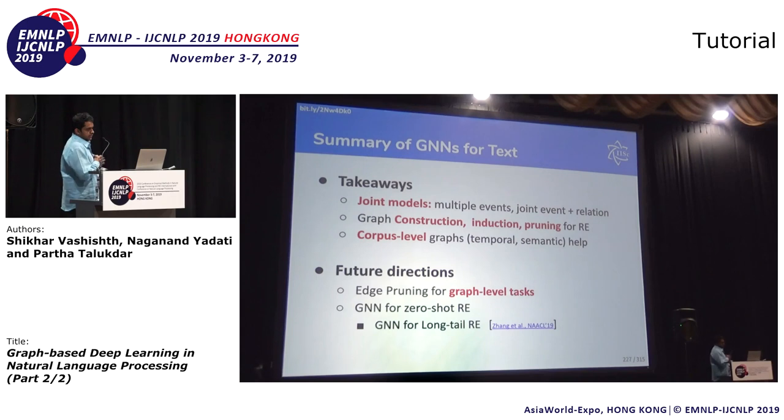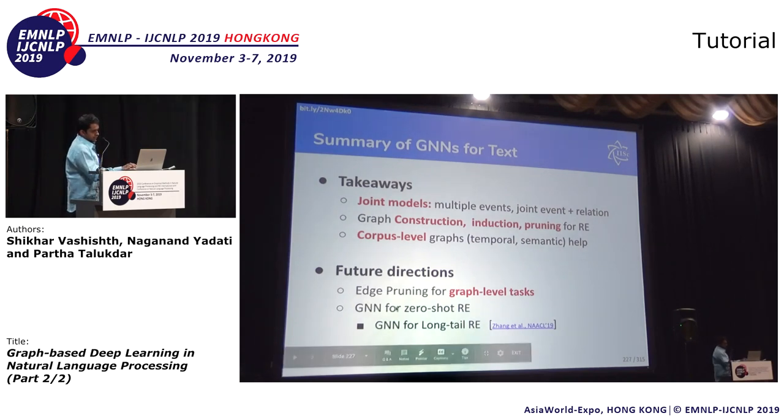And then a couple of future directions. It will be interesting to see edge pruning for graph-level tasks, since this was only at the node level. And to the best of our knowledge, we have not encountered GNNs for zero-shot relation extraction. There has been work on long-tail relation extraction, but no work on zero-shot relation extraction using graph neural nets. So are there any questions in this section?